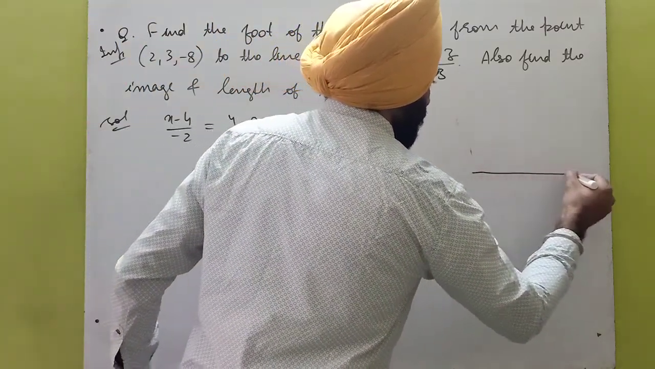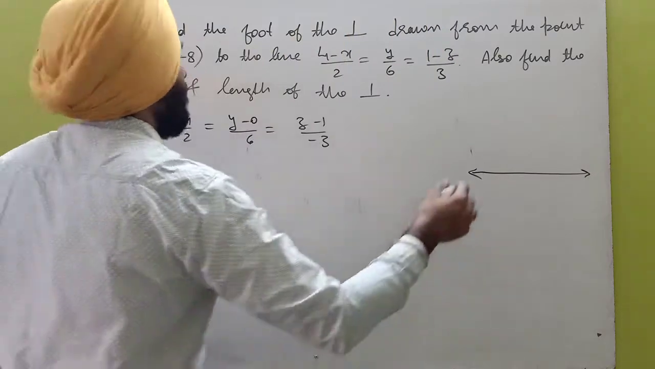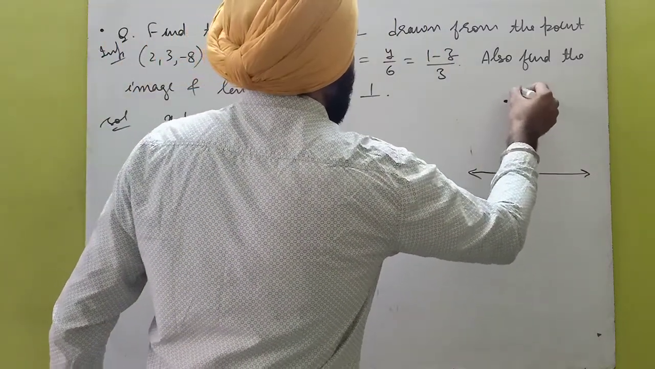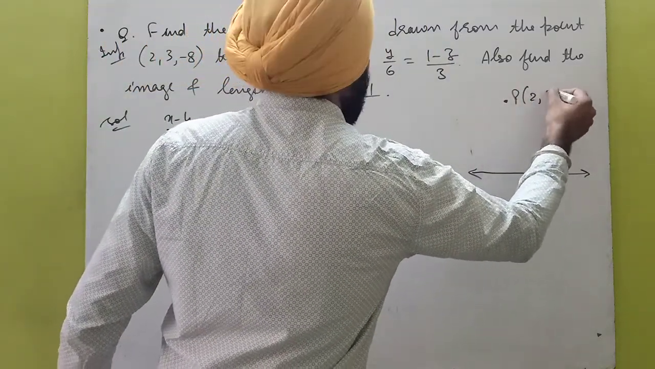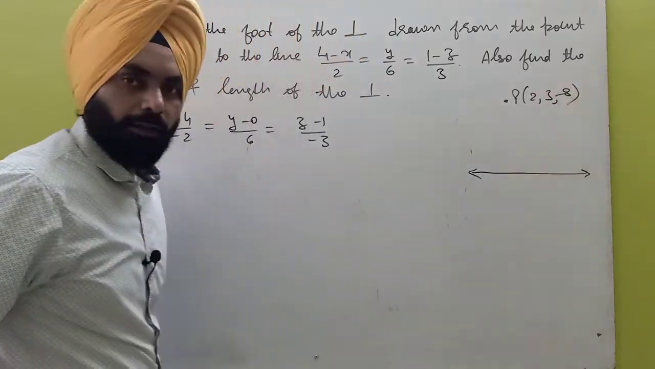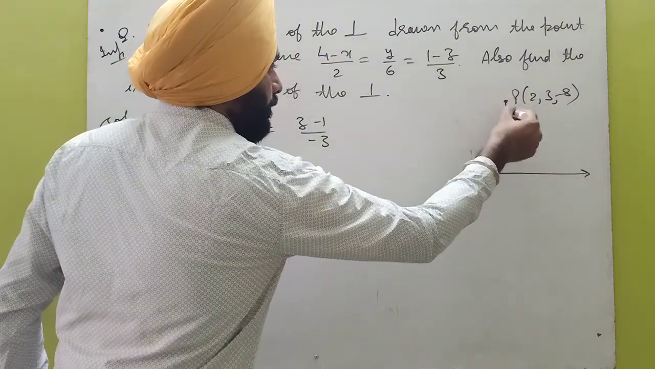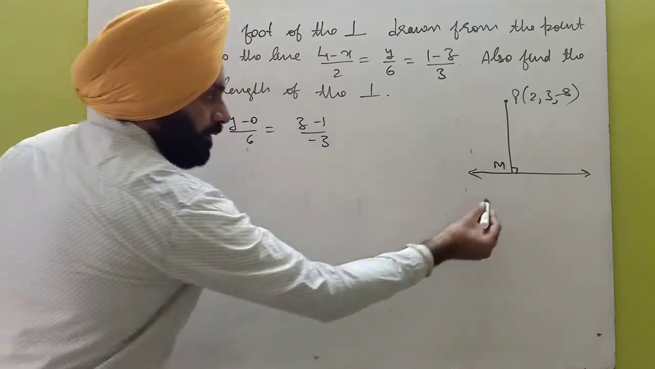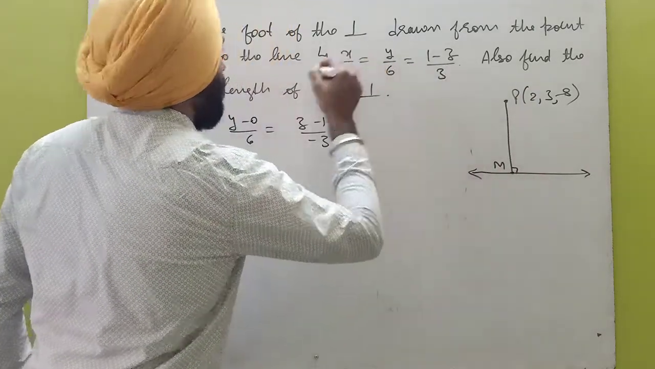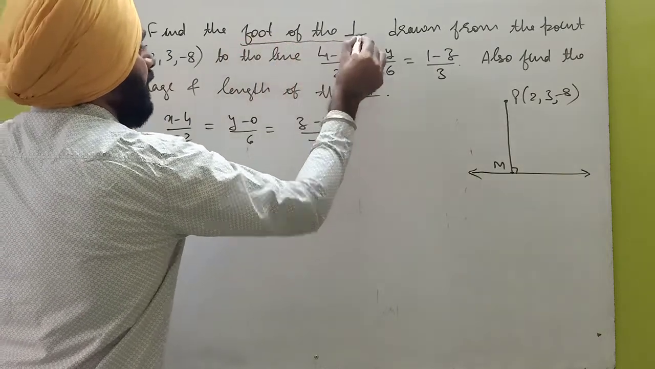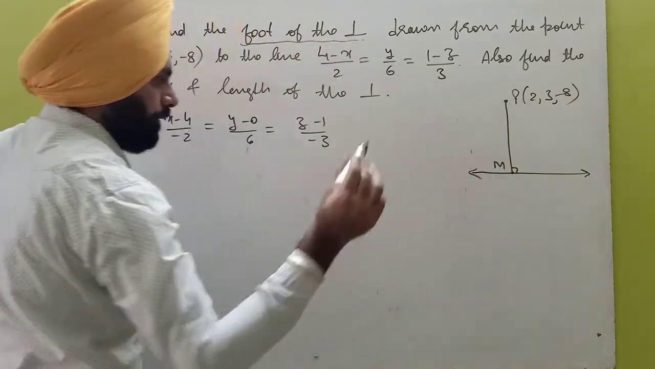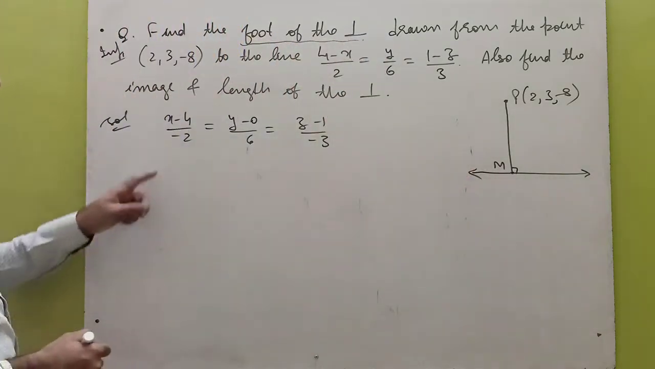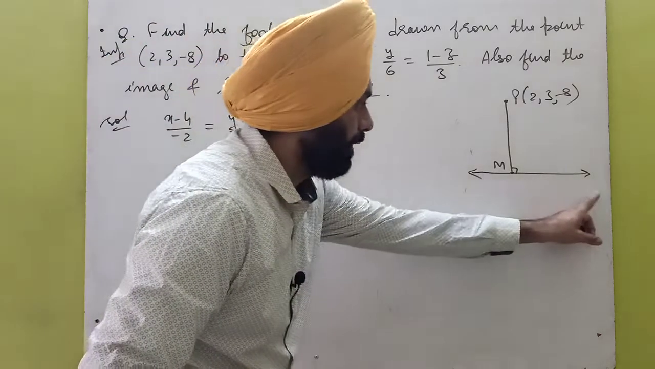Let us take this is the given line and there is a given point. You can say that P is 2, 3, minus 8. I draw a perpendicular from the point P on this line. Let us take PM is the perpendicular. Now this point M is called the foot of the perpendicular and we have to find the coordinates of this point. This is the given line.